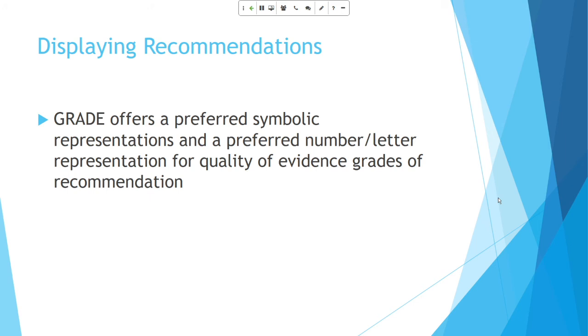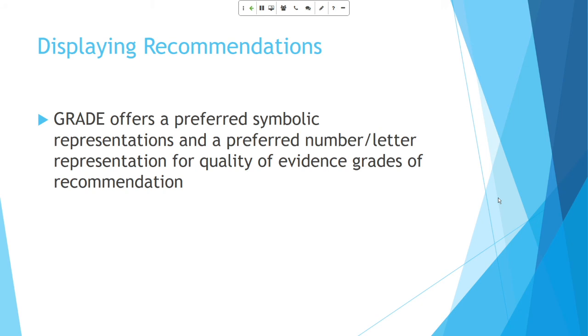Displaying the recommendations. When you're looking at displaying a recommendation, GRADE offers a preferred symbolic representation and a preferred number and letter representation for the quality of the evidence and grades of recommendation. The quality of the evidence is rated as A for high quality, B for moderate, C for low quality, and D for very low quality.